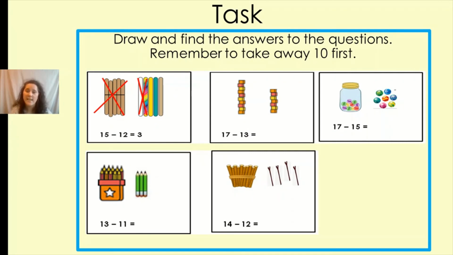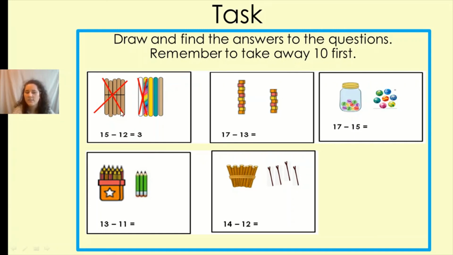Your task for today is in your workbook. Draw the pictures that you can see on screen. You'll notice they've been grouped into 10s and 1s already for you. Then read the question and take away. Make sure when you're taking away you partition your number first into 10s and 1s, as this will help you. The first one has already been done for you.